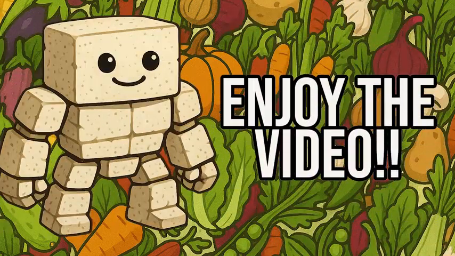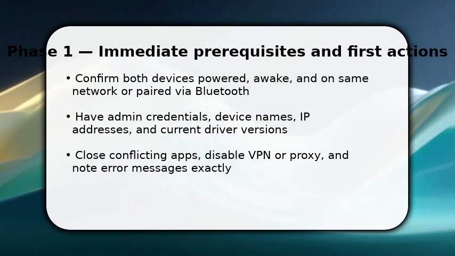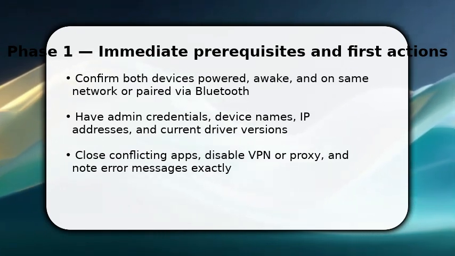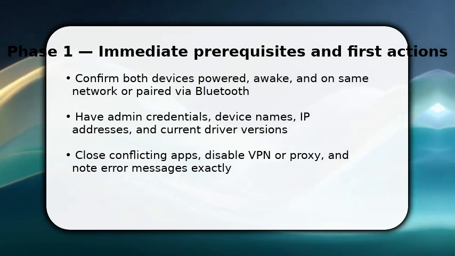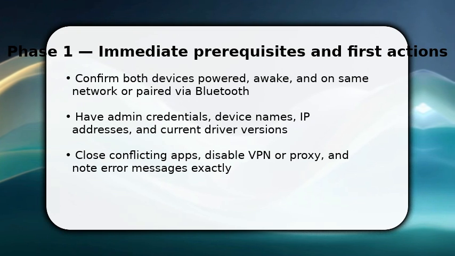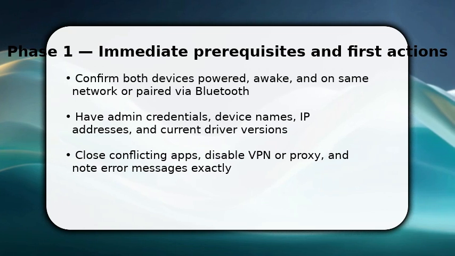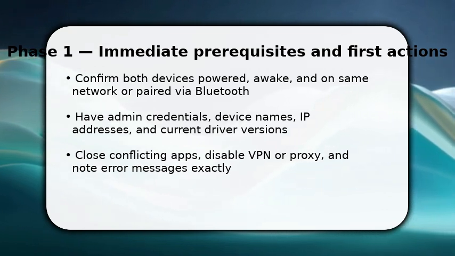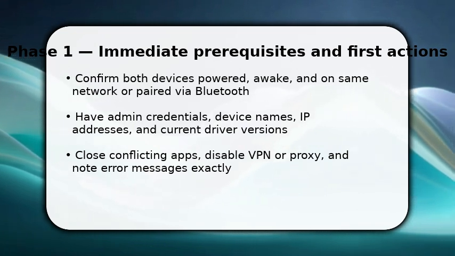Please enjoy the video. You begin by gathering essentials and taking immediate action. Check that both host and client are powered and on the same network. If Bluetooth, ensure pairing mode is active. Once done, sign in with admin credentials and note the device IPs and driver versions. Make sure to close screen sharing apps and disable any VPN or proxy that could route traffic differently.